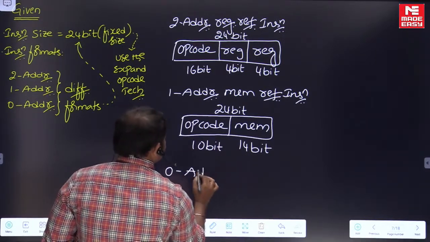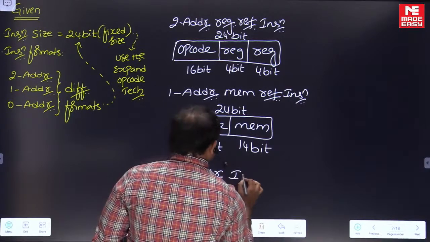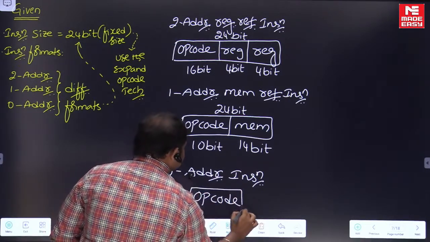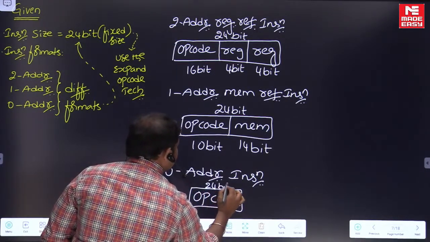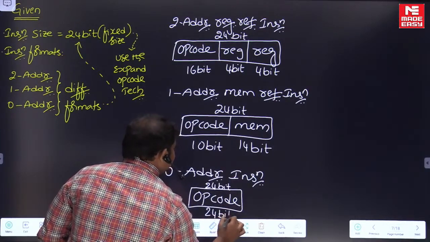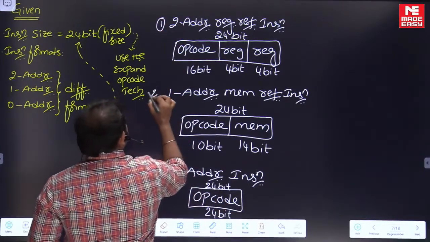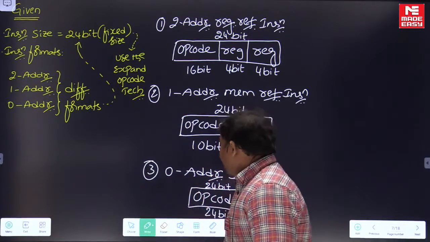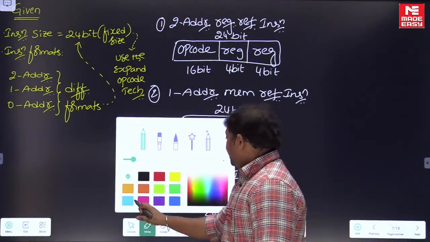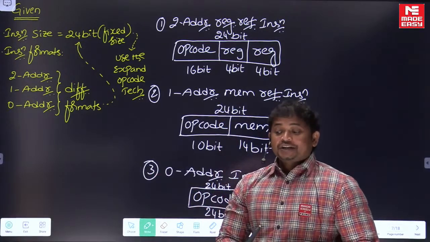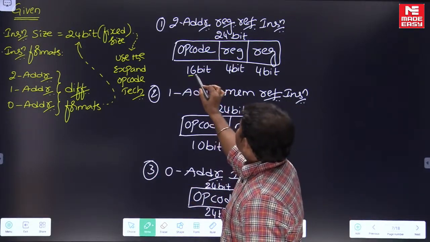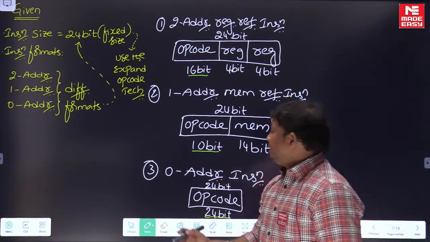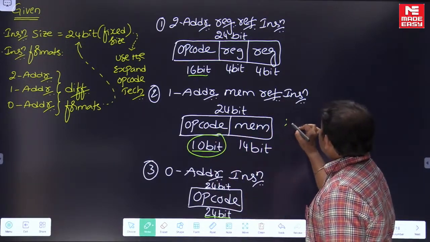Next, the 0 address format. In the 0 address format, only opcode is present, there is no address part. So the instruction size is 24 bit, and this opcode size is also 24 bit. Like this, 3 different formats are present. After taking the 3 formats, we need to identify the primitive format. Primitive format means smallest opcode. The smallest opcode instruction is a primitive instruction. So here it is 16 bit opcode, 10 bit opcode, 24 bit opcode. So the smallest is the 10 bit opcode. Therefore, this one address is a primitive instruction.